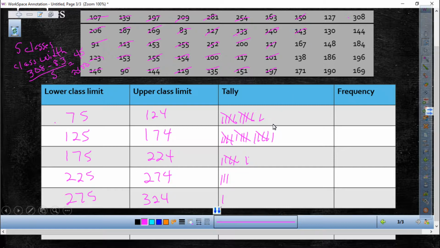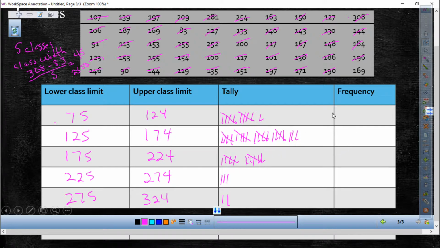143, 167, 138, 171, 127, 130, 148, 186, 190, 308, 144, 184, 196, let's see, 240, and then 169.